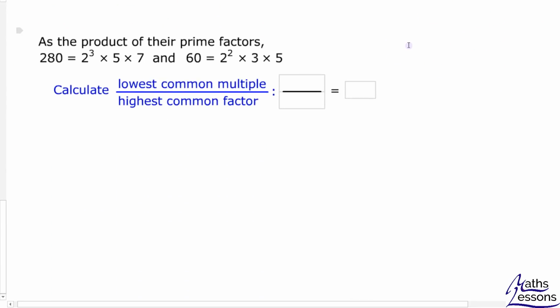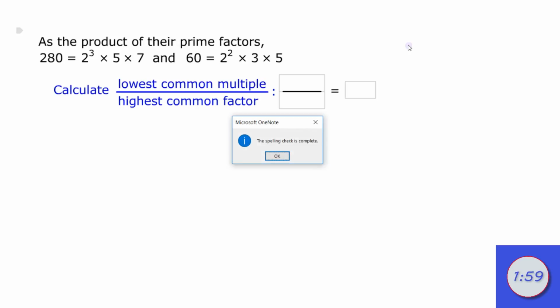Right, just to finish off, one last one. Try and work out the lowest common multiple divided by the highest common factor of this. 2 minutes to do that.